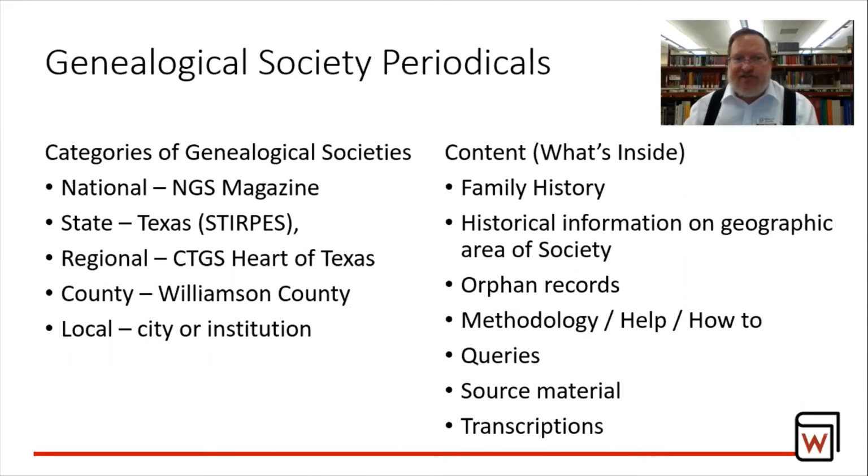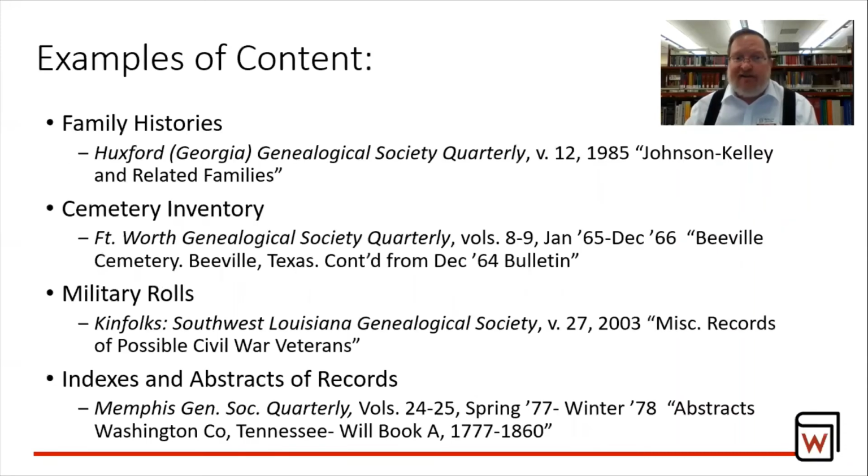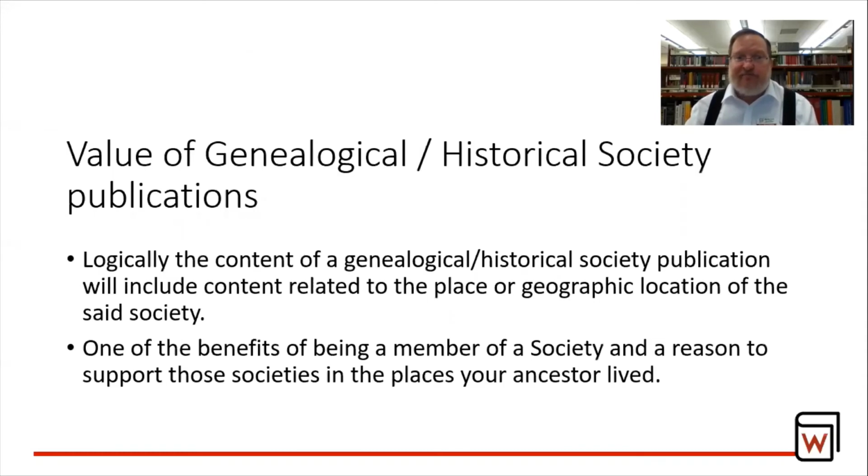Society publications. This is the second, probably most helpful, type of periodical. There's national, state, regional, county, and your local. And what's inside of those? Roughly the same types of information: queries, source material, family information. There's something called Orphan Records. We'll talk about that in a second. Some examples: family history, cemetery inventories, military records, indexes and abstracts of various records.